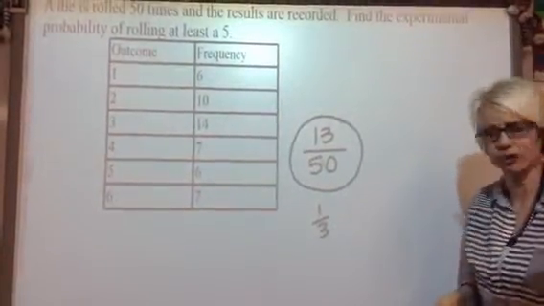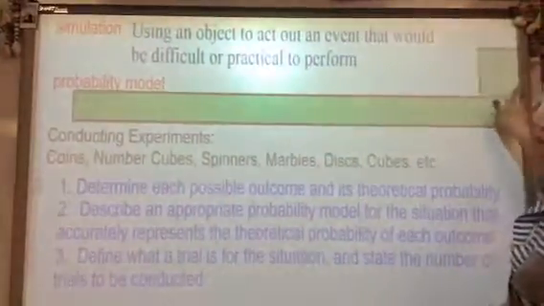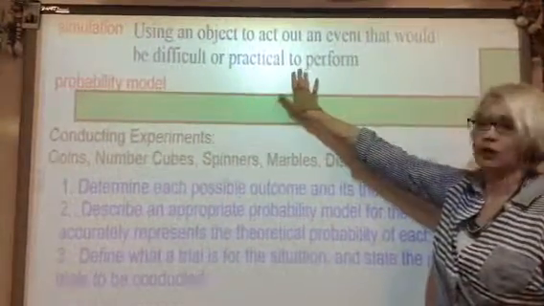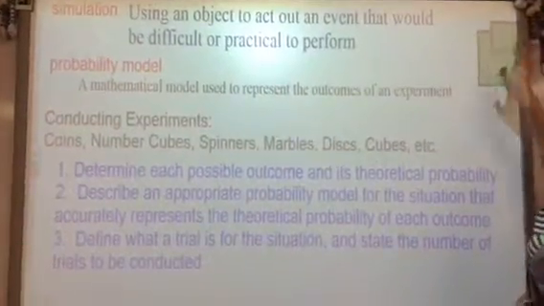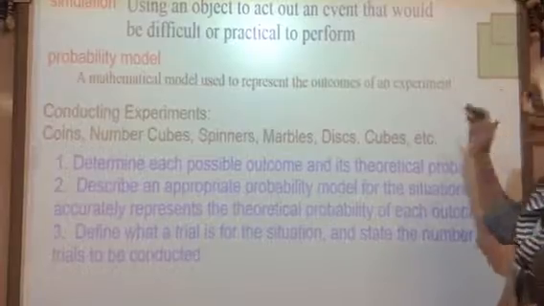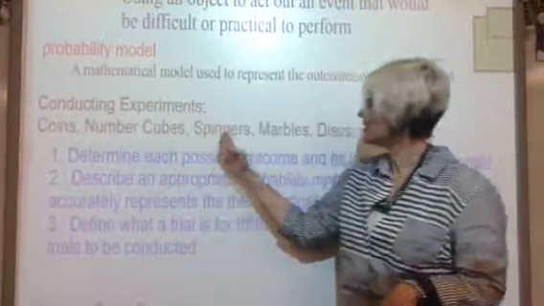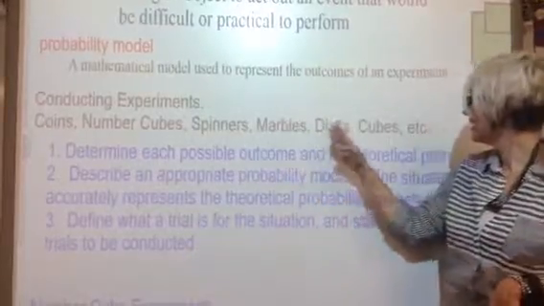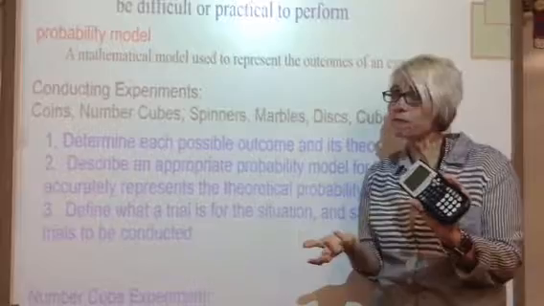So you try the example in your notes. A simulation is when you're using an object to act out an event that would be difficult or impractical to perform, and a probability model is a mathematical model used to represent the outcomes of an experiment. So here's some things you could use: coins, number cubes, spinners, marbles, discs, cubes. I'm going to show you how you could use your TI-84 for one.